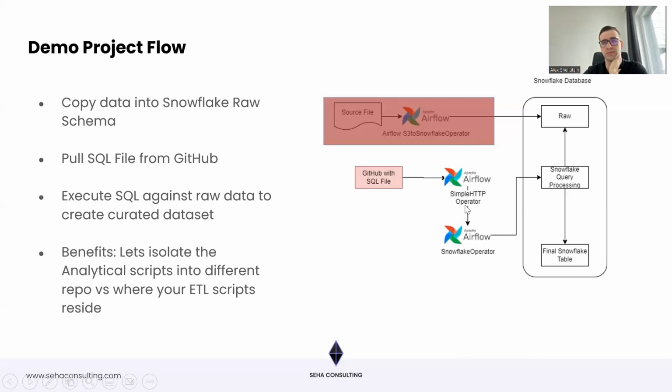So the GitHub file gets pulled in by the SimpleHTTPOperator, gets parsed and modified, and then gets passed to the Snowflake operator, which is another operator that connects to Snowflake and executes that SQL against your raw data that's brought in, and then creates it as a table in the final Snowflake table. So that's the workflow that we're going to go through.